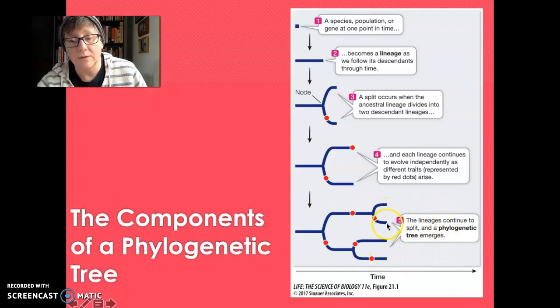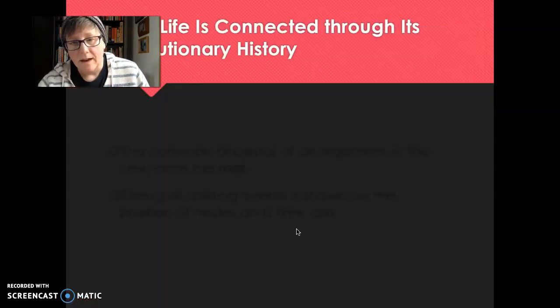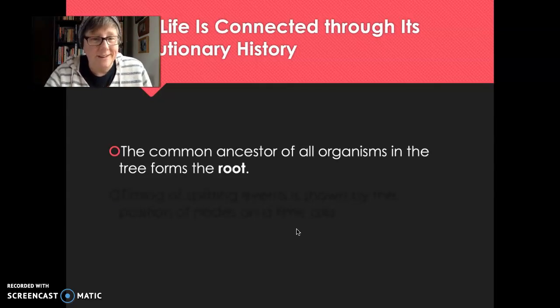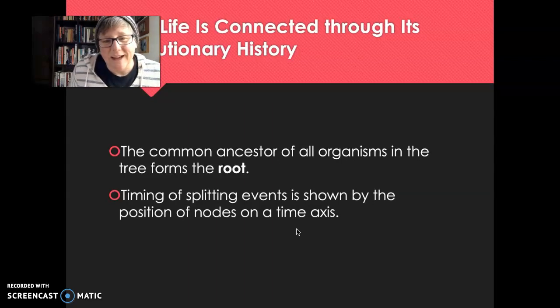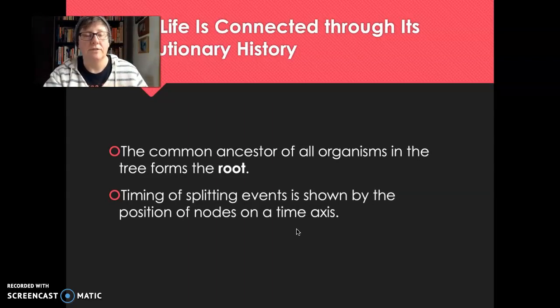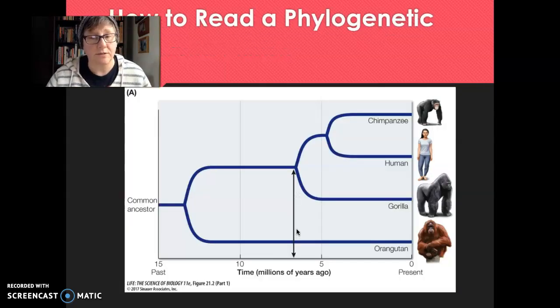So if you wanted to look for the lineage of this organism, you would follow it back, and eventually get to the common ancestor. The common ancestor way back is called the root. That makes sense: tree, root, get it. The timing and the splitting of events is shown by the positions of the nodes on a time axis. So you always need to remember that we're talking about time as we move across the tree.